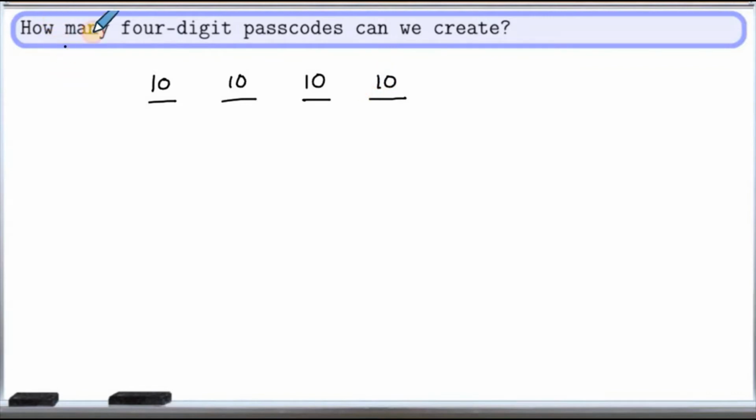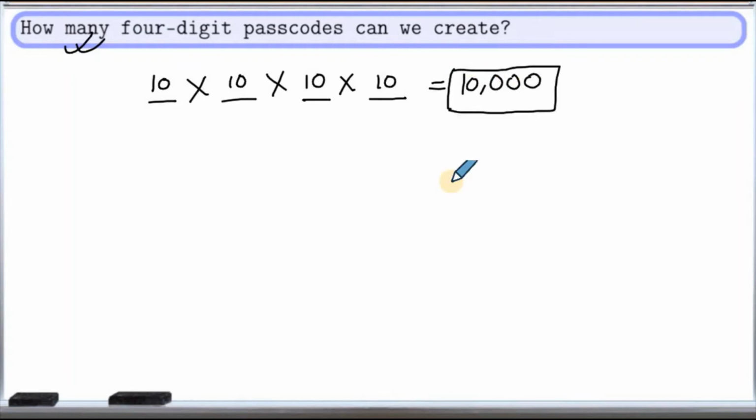Now, for us to answer this question, we need to multiply these numbers: 10 times 10 times 10 times 10, which gives us 10,000. So therefore, we can create 10,000 4-digit passcodes. Now, let's look at another example.